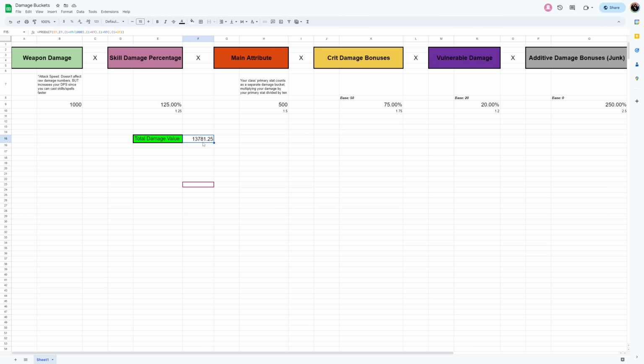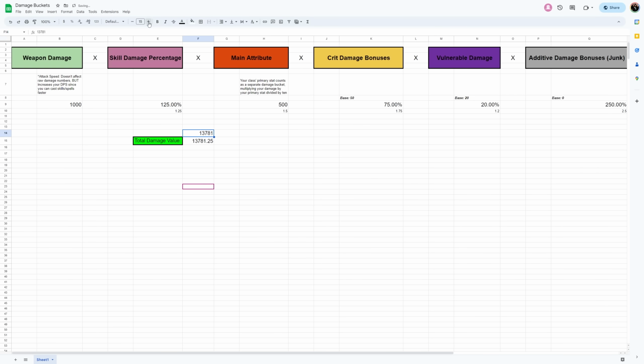But the important thing of this video and understanding the damage buckets is not to be able to look at your character and throw all those numbers into a calculator and go, why am I not getting 13,781 damage? No, it is to understand how, if I were to change this number, so let's take a look at this at 13,000. I'll put this right here, 13,781. Even increase the size so you can see it if you're on mobile.